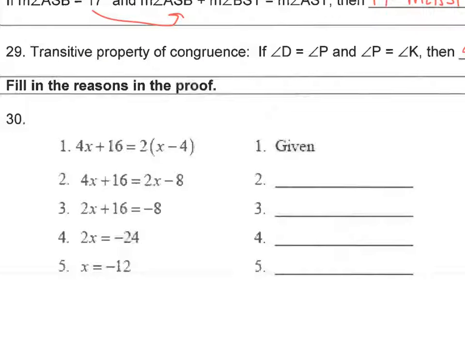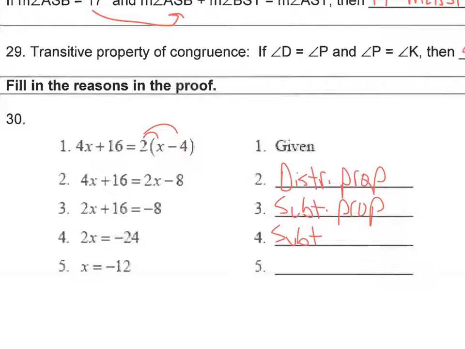So the first one, to get from 1 to 2, I have to distribute the 2. That's the distributive property. Then I have 4x plus 16 equals 2x minus 8, transforms into 2x plus 16 equals negative 8. So it looks like I subtracted 2x from both sides, the subtraction property. Then I went to 2x equals negative 24. It looks like I subtracted 16. So again, the subtraction property, I'm sorry. And then lastly, we get x equals negative 12. That looks like the divided by 2, so the division property. All right, so I don't think there's going to be much trouble there.